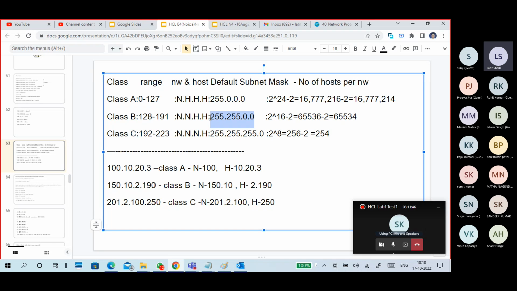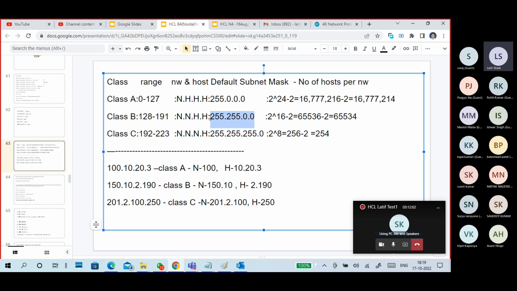Okay, so here it is. Class C is 255.255.255.0. Class B is 255.255.0.0, and class A is 255.0.0.0. These are the subnet masks.